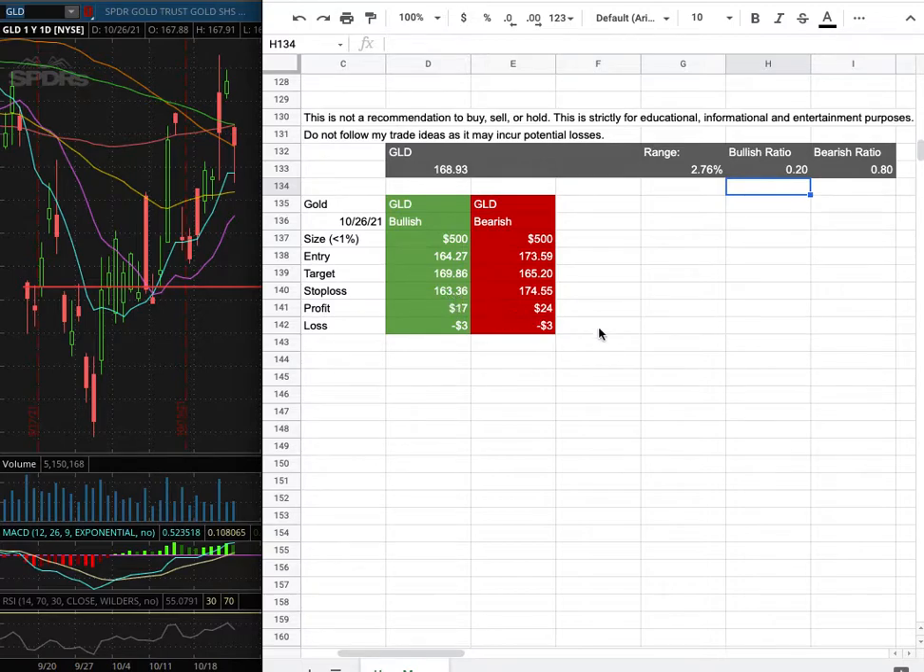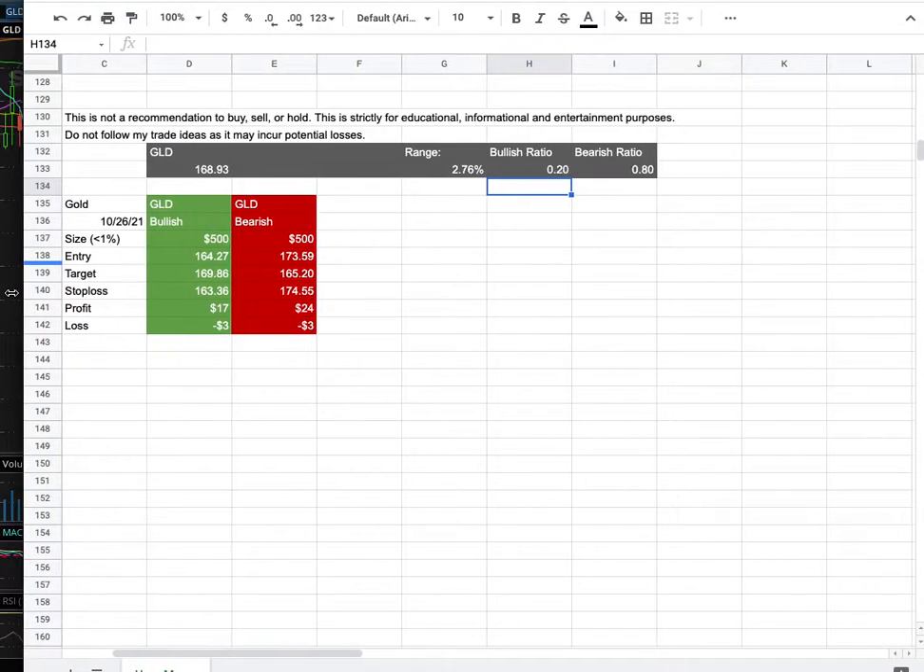$163.36. However, if I were to open my short position, my entry is at $173.59. My sell target is at $165.20, and my stop loss is at $174.55. So whichever entry price were to hit first, that will be my position of the week.